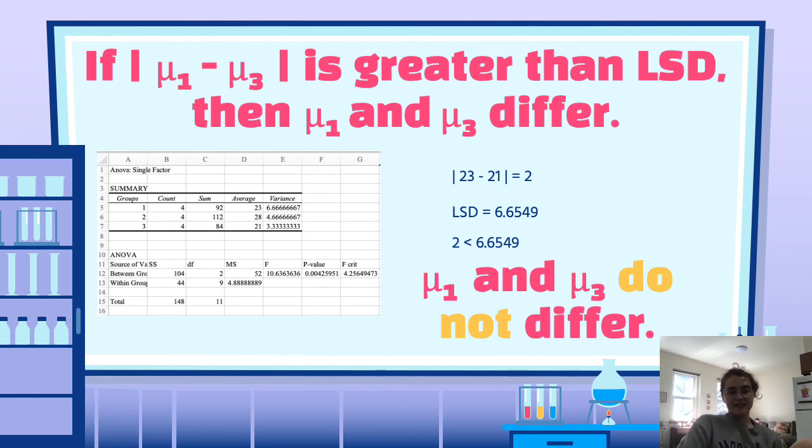So in this case, considering the conclusion that we came up with in the first part, it would have to be either the average of 2 and 1 or the average of 2 and 3 that differ in order to make our rejection of the null hypothesis true.